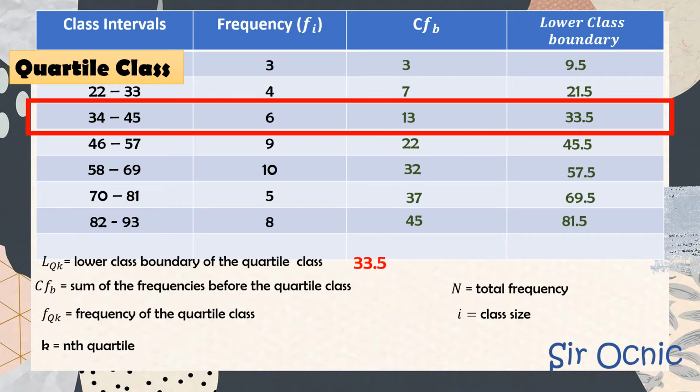The sum of the frequencies before the quartile class is 7. FQk, which represents the frequency, is 6. The nth quartile is 1. The total frequency is 45. And the class size is equal to 12. There are 12 scores from 22 to 33 and for all the class intervals.